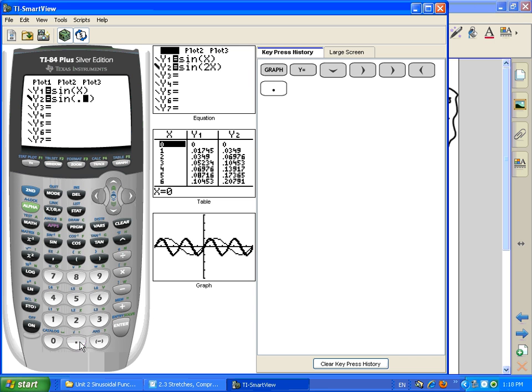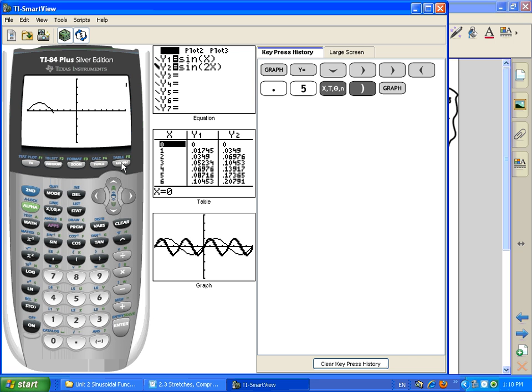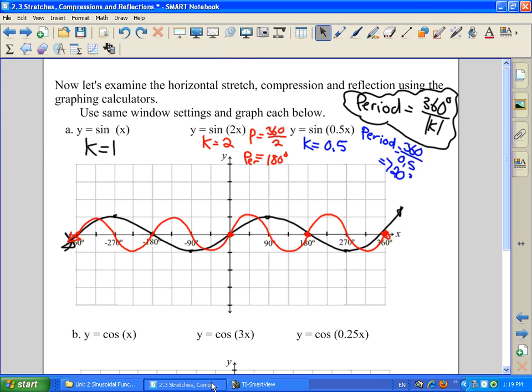So we just go 0.5x. You guys with me? Take a look at this one. So here's our parent function. And wow, take a look. So it takes our whole screen, ladies and gentlemen, to do what? To get one complete wave, even though we're saying half of each because our starting point is still at the origin.